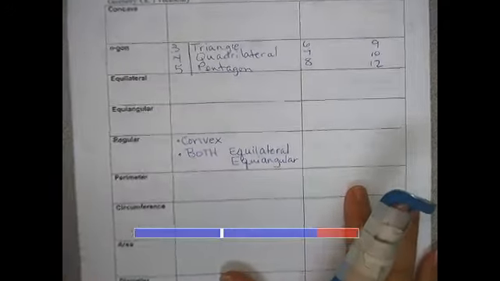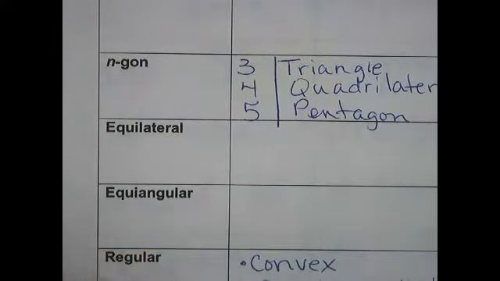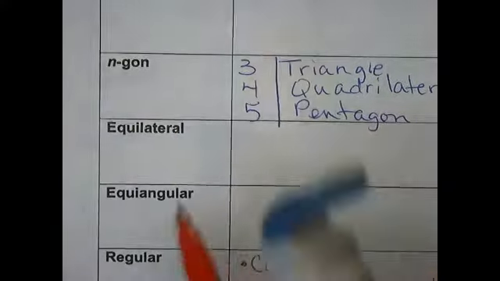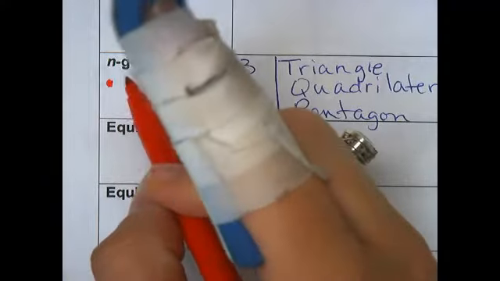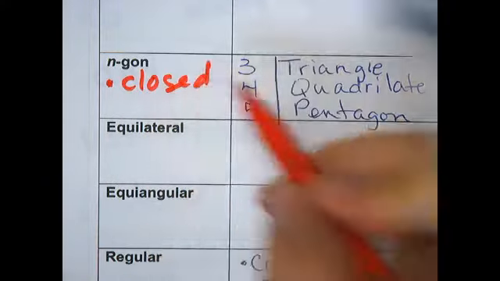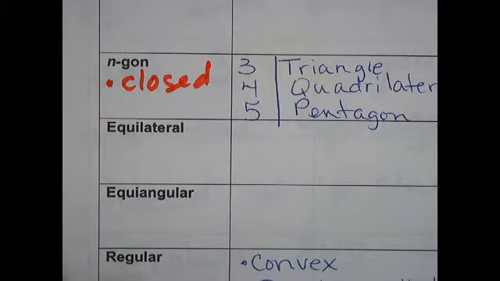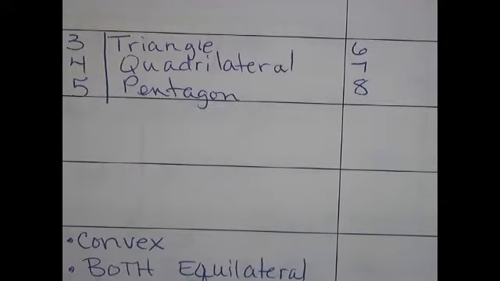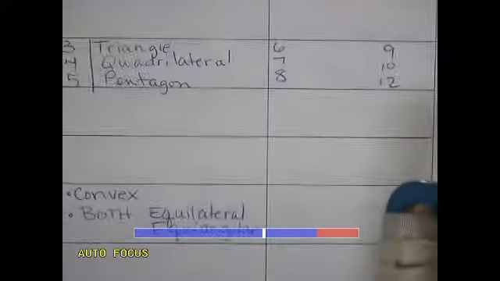Okay, the next concept we're going to talk about on the back of your vocab sheet goes into the idea of an n-gon. An n-gon is just a polygon with n sides. So remember, a polygon has to be closed, has to have vertices. It can be convex or concave, doesn't matter, but we start to classify those.